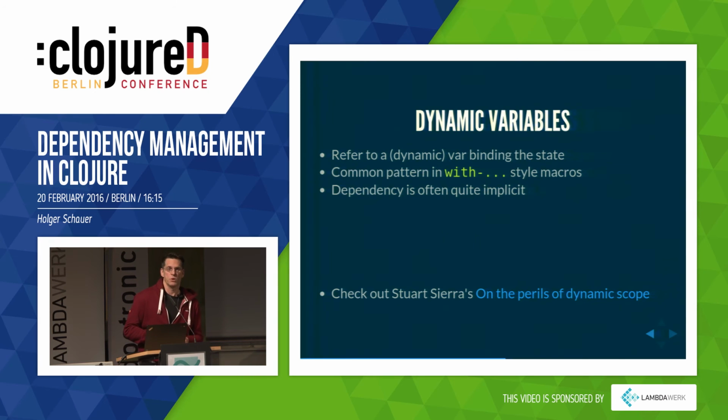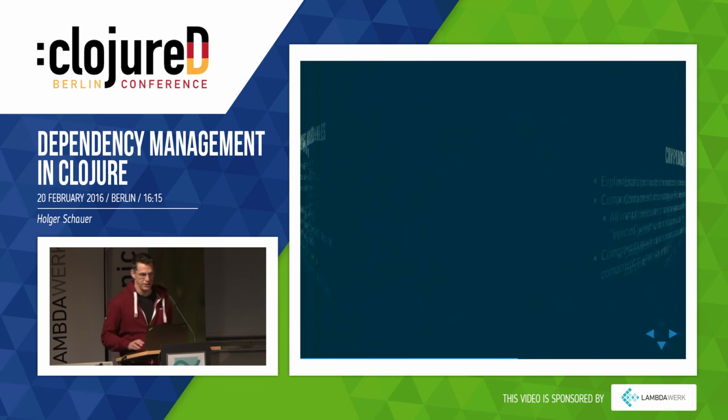One thing I would like to point out here is that these sorts of dependencies are very implicit. If you're using something like a with-database-connection or with-connection, often you don't really have a way to access this connection, this dynamic variable, at all. You can't change it, for instance. And there are lots of other good reasons not to go there. There's a great post by Stuart Sierra on the perils of dynamic scope, which also makes a lot of references to Common Lisp and discusses this in detail. So I'm going to skip that part in the middle here.